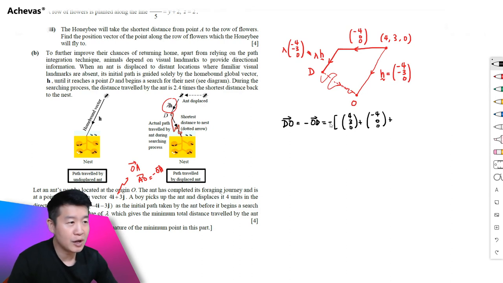So I was saying that it is going to go from here to here, which is 4, 3, 0. Then from here to here, it will be minus 4, 0, 0. Then from here to here, that will be lambda h, so it will be lambda of minus 4, minus 3, 0. This vector will help me to end up with D, and this will give me vector OD. So I took this path plus this path plus this path, it gives me OD. So DO will be the negative of this.